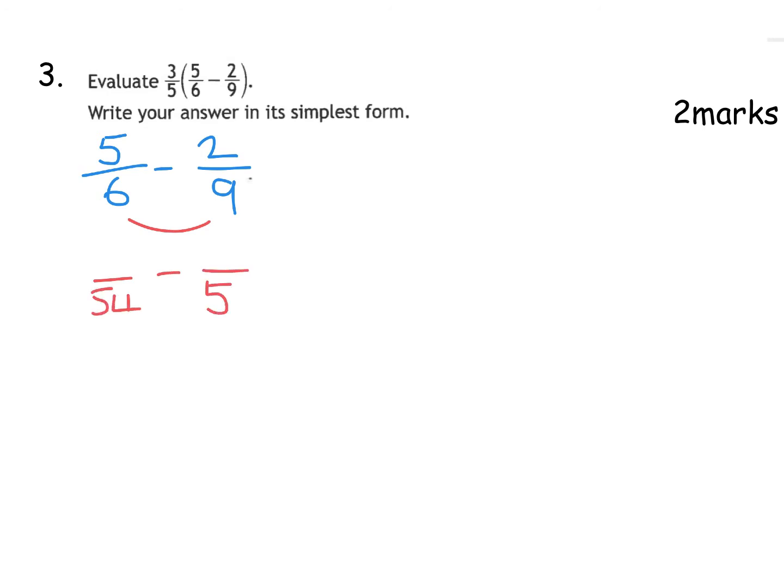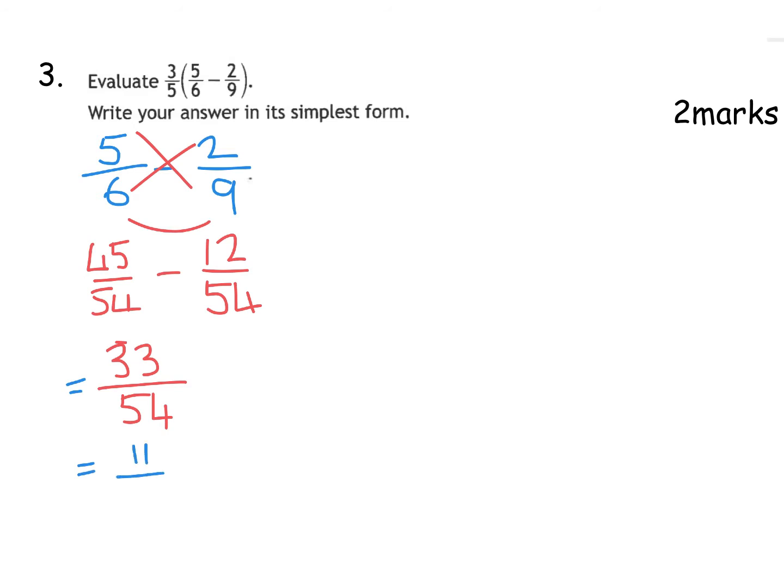So you've got 2 fractions both over 54. Then you start at the top left and you do 5 times 9 is 45. You do 2 times 6 is 12, so you're left with 45 take away 12, which is 33 over 54. Now 33 and 54 will simplify there, both in your 3 times table, which will give you 11 over 18.